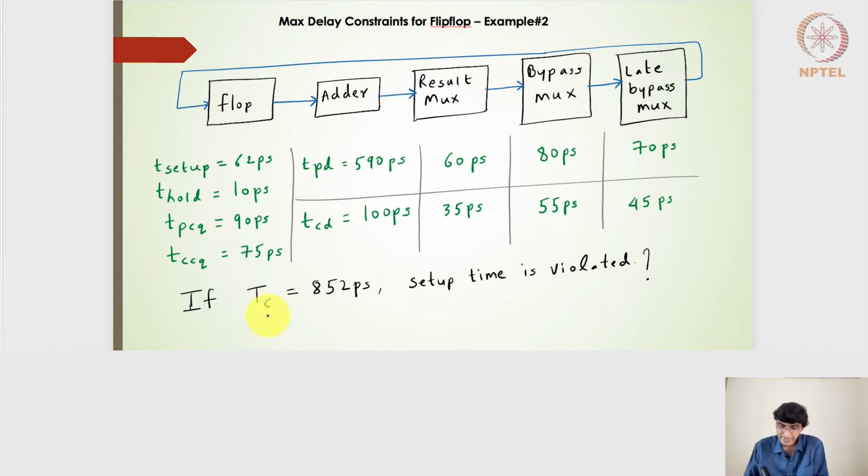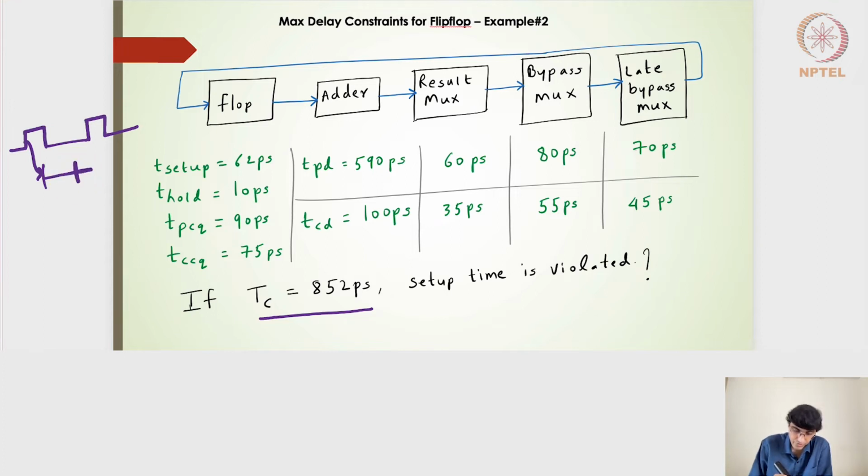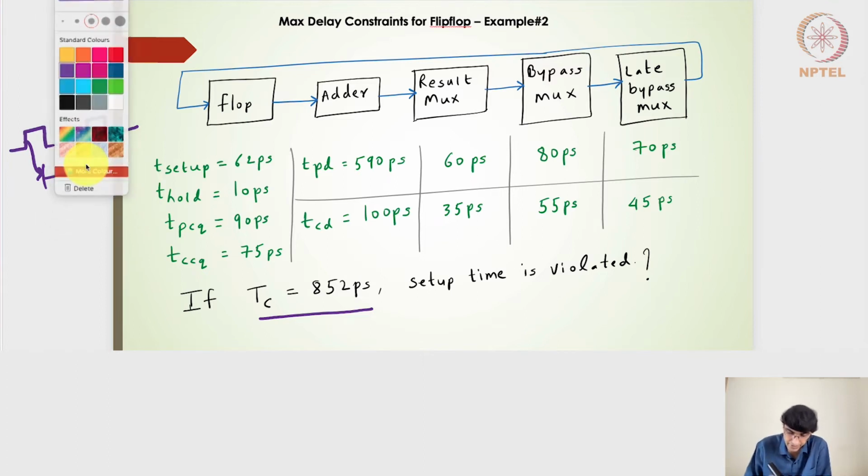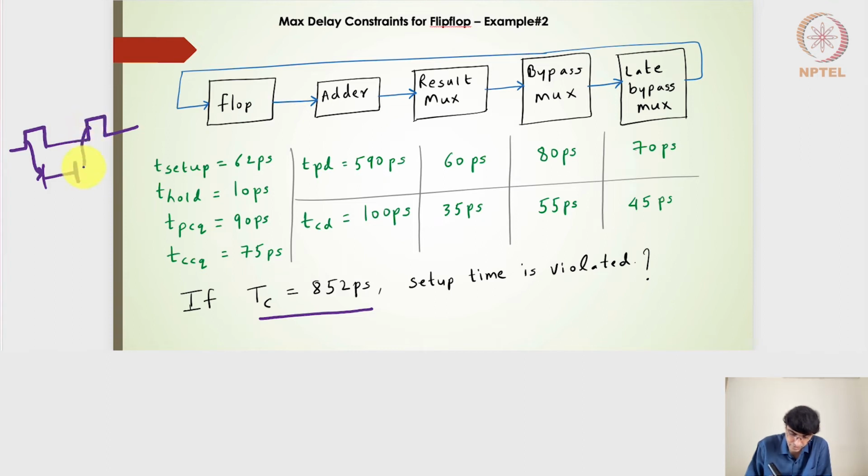Moving ahead, let's say that the clock time period is 852 picoseconds. Then what is the problem? Let me draw that again. If I have a clock time period, the TPCQ and the propagation delay of all these three combinational boxes, and then this T setup time, all these parameters require 952 picoseconds. That is what we had decided in the previous slide.